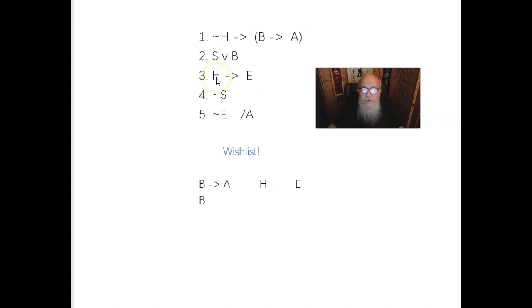Now there's an H there, H then E, so if I had a not E, I could get a not H. But I do have a not E. So I have everything I wish for, so I'm ready to start.